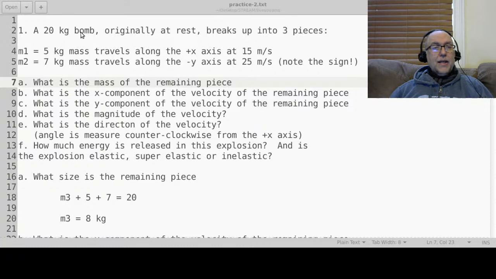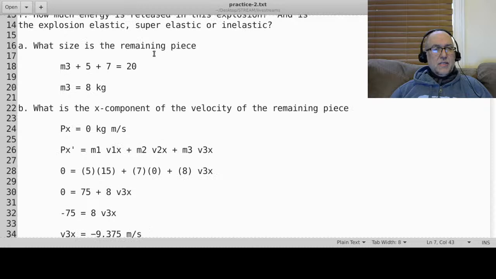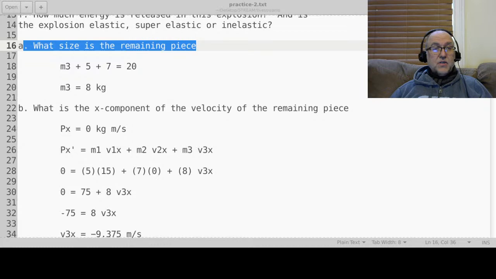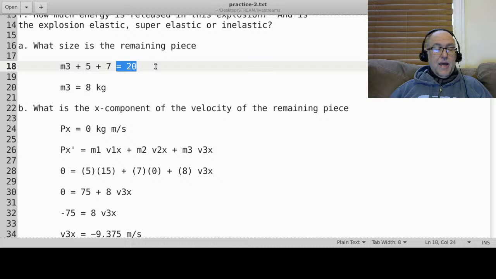Okay, so let's jump into this. The first question is, what's the size of the remaining piece? That's pretty easy. Let me just answer it right here. This is not conservation of momentum. It's actually just conservation of mass. If you've got three pieces and you add up their masses together, they better add up to 20.